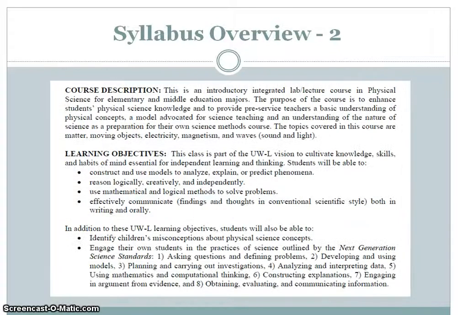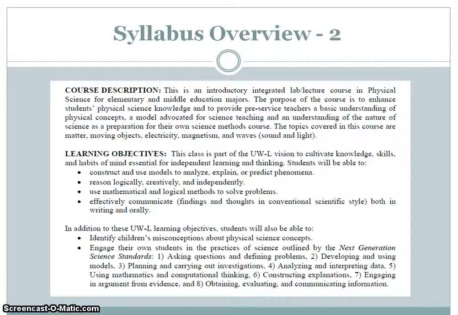So the format of the class is what's called an integrated lab lecture. So we'll be combining hands-on activities with some direct instruction or lecture sprinkled in as needed. All of the PowerPoint slides will be posted to D2L, usually at least a day in advance. The main topics in the course will include matter, motion, electric circuits, magnets, and waves, which include sound and light.